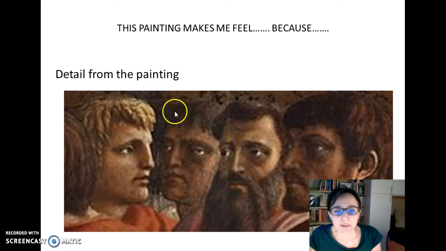And what about this painting? This detail from the painting, you know. How does it make you feel? Okay.